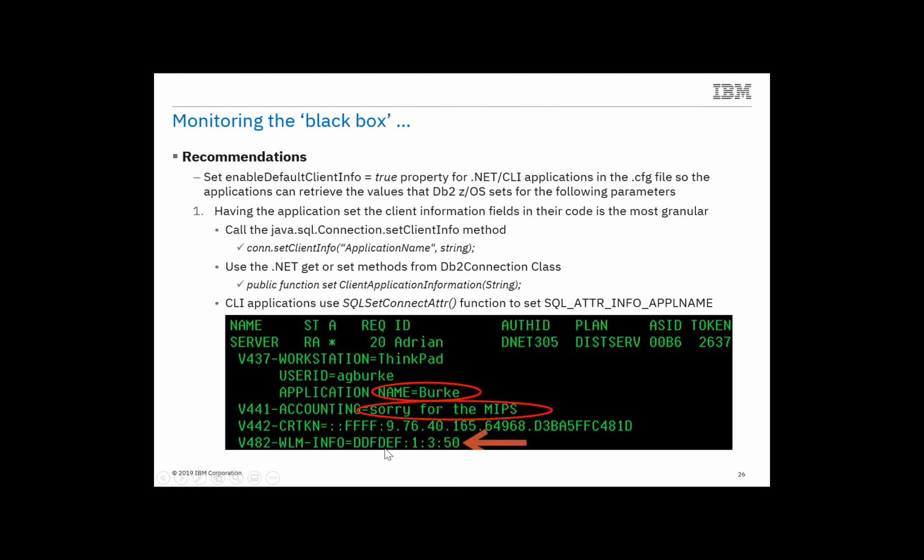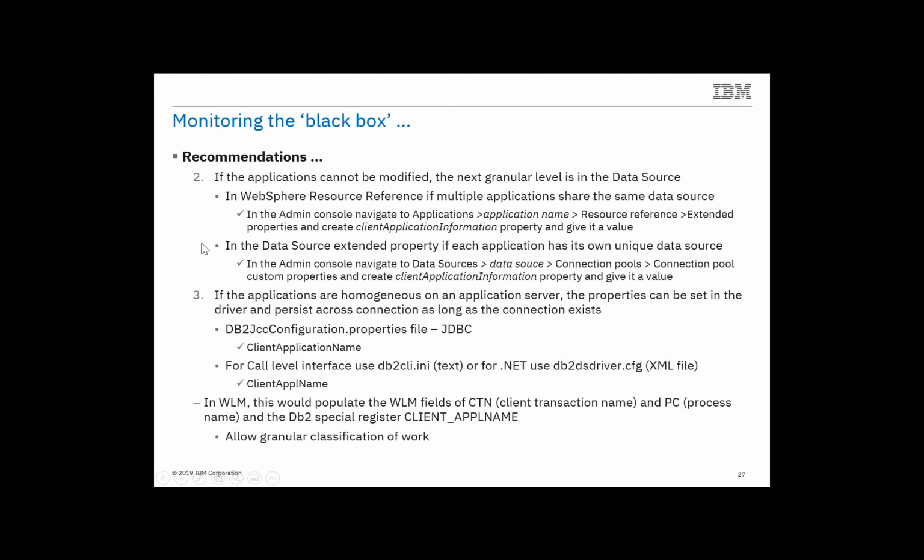And here's my WLM service class. Now, if you can't get them to do anything at the application level, you can do it at the application server level. So WebSphere has a resource reference, or just in the data source property, the admin goes in and modifies that data source and sets those fields, like client accounting name, application name, and so on, and everybody that uses that data source picks up those properties.